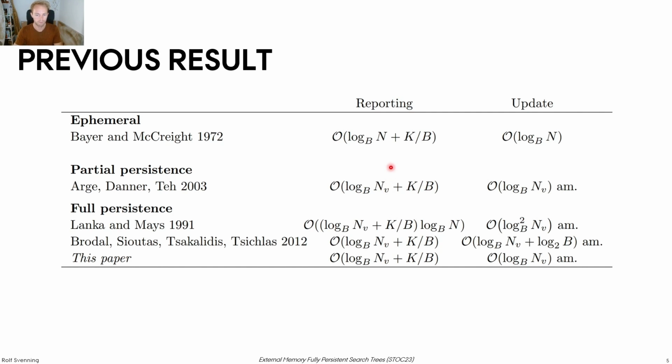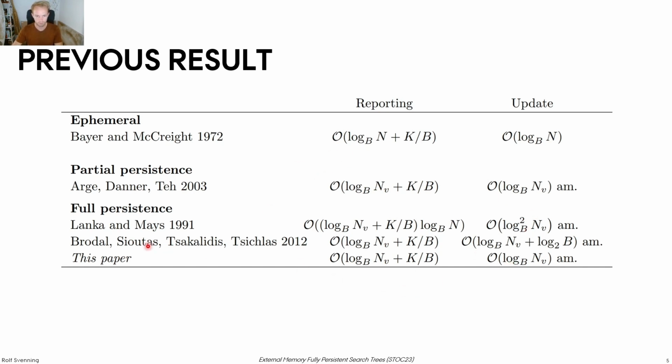And this is of course important. You want that if you make an operation in a small version, it should be faster than if you make an operation in a big version. Then for full persistence, we have these two results by Lanka and Mays and by Brodal, Sioutas, Tsakalidis, and Tsichlas. And we can see neither of these bounds are matching the classical B-trees, and this is our contribution. We get bounds that are matching the classical B-trees.